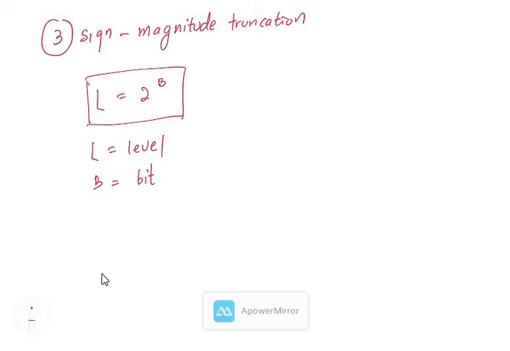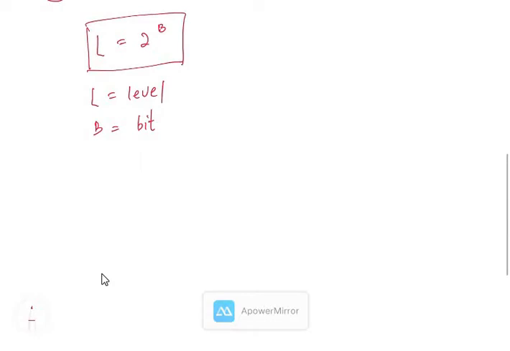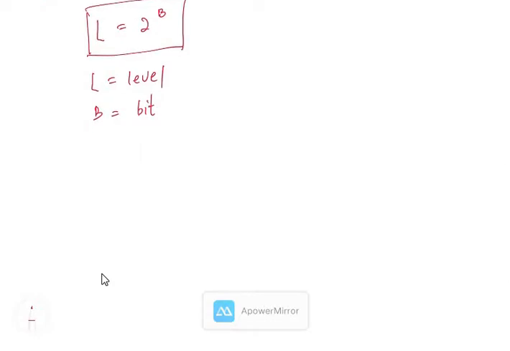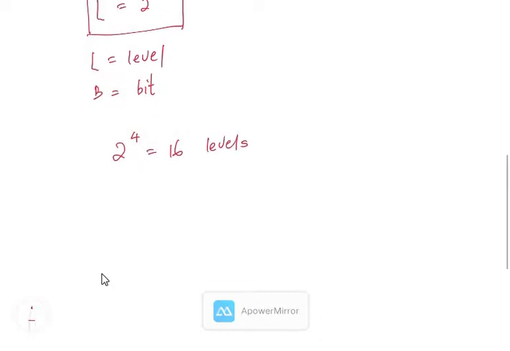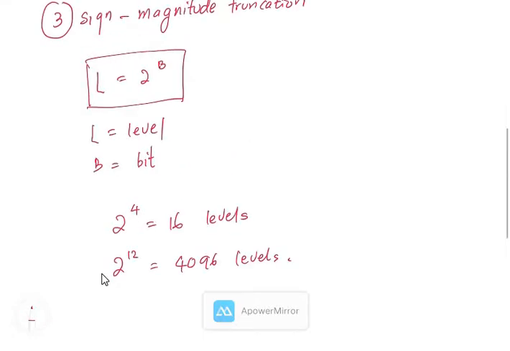So if the quantizer has 4 bits, for example, 2 power of 4 equal to 16, so 16 levels. Then another example, let's say if I have 12 bits, 2 power of 12 equal to 4096 levels. So this is how you use this formula, L equal to 2 power of B, to find the number of levels.